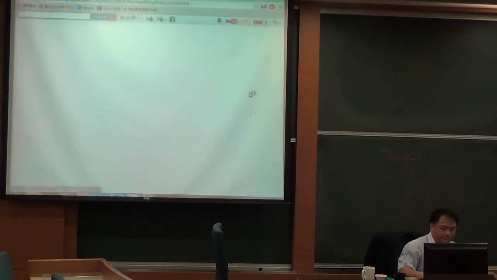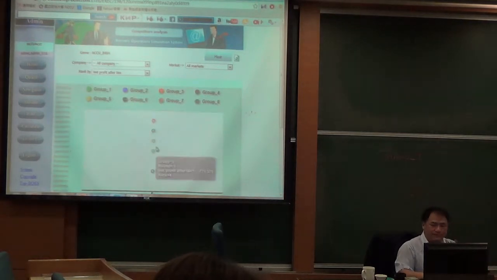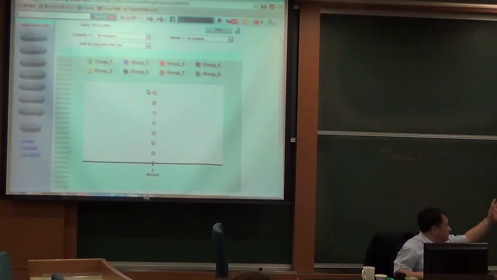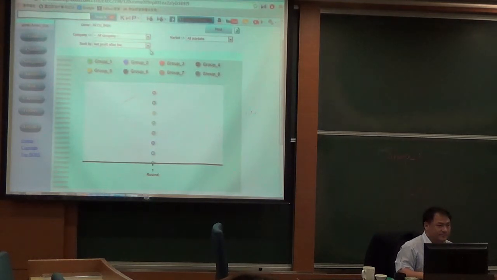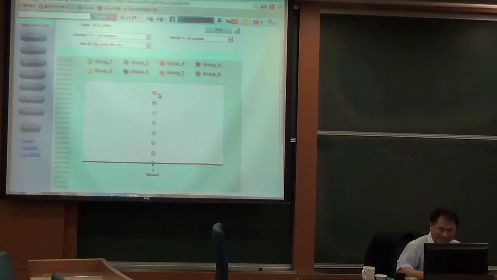And let me quickly go through the other analyses for you. Let's go to competition. We have sorted the ranking of the companies based on different factors. The first factor is the ability to make profit, so the rank by net profit after tax. This is the ranking. Find out your own color, and this is the ranking for your performance. Group 3 is number 1 in making profit. Just for this one.